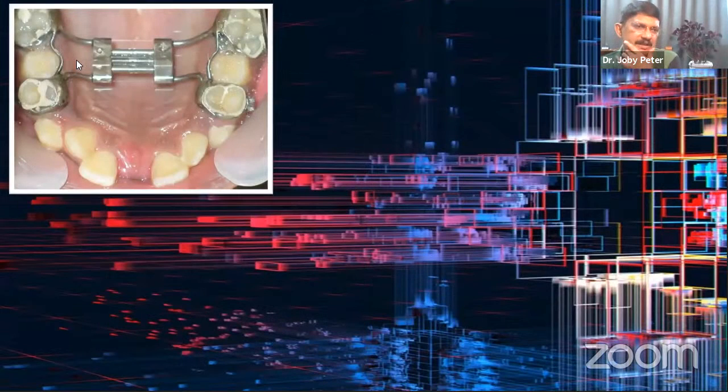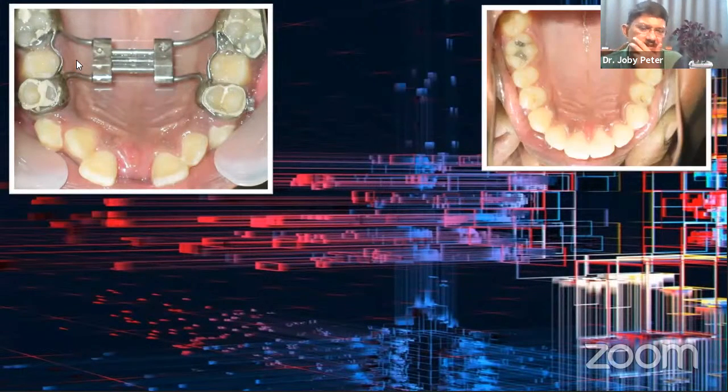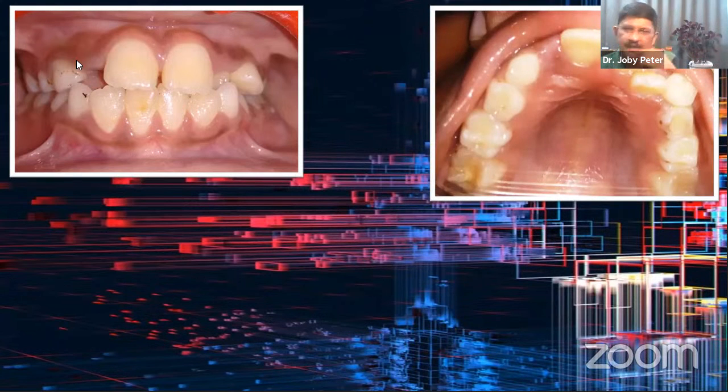So rapid maxillary expansion, 4-point rapid maxillary expansion, has been done with the hyrax, aligned the arch, and a nice result we can get with that. That's a permanent dentition. Now what about the mixed dentition? Identified an early severe space problem in a mixed dentition condition.